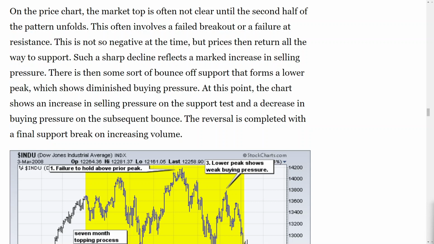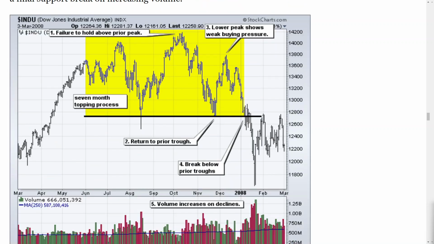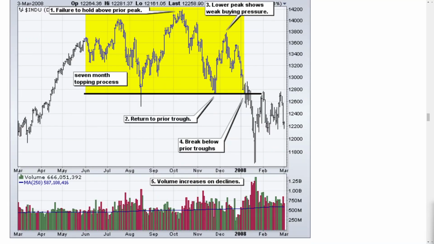At this point, the chart shows an increase in selling pressure on the support test and a decrease in buying pressure on the subsequent bounce. The reversal is completed with a final support break on increasing volume. The example above shows the Dow Industrials with a peak in 2007. Notice how prices moved sideways for around 7 months. There are 5 points on this chart to define the topping process. The first point, which occurred in the second half of the pattern, shows the Dow failing to hold above its prior peak.